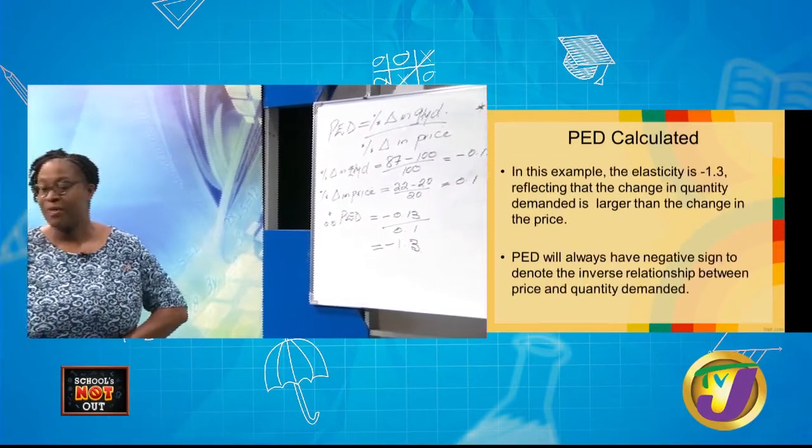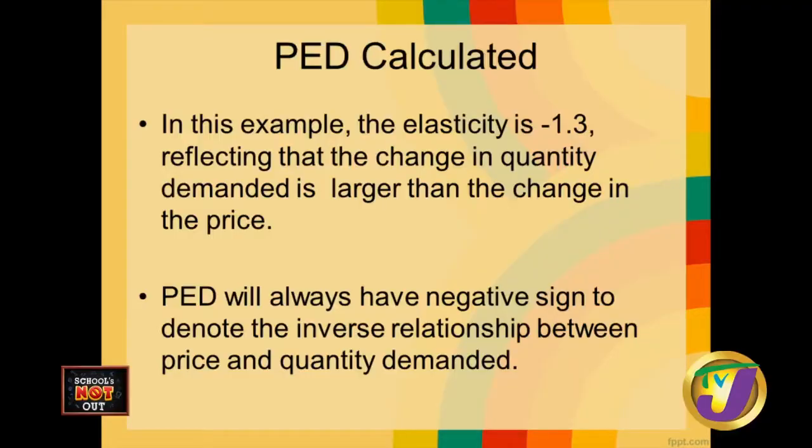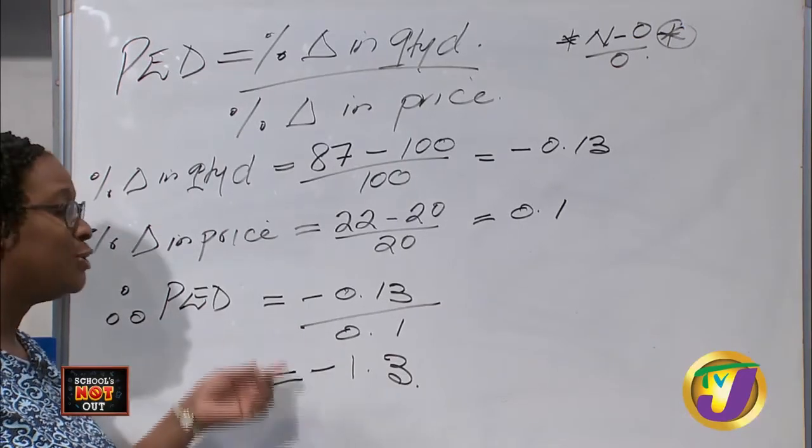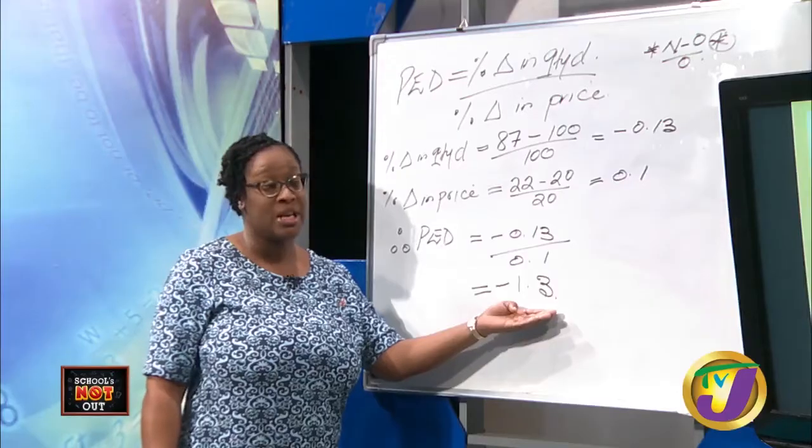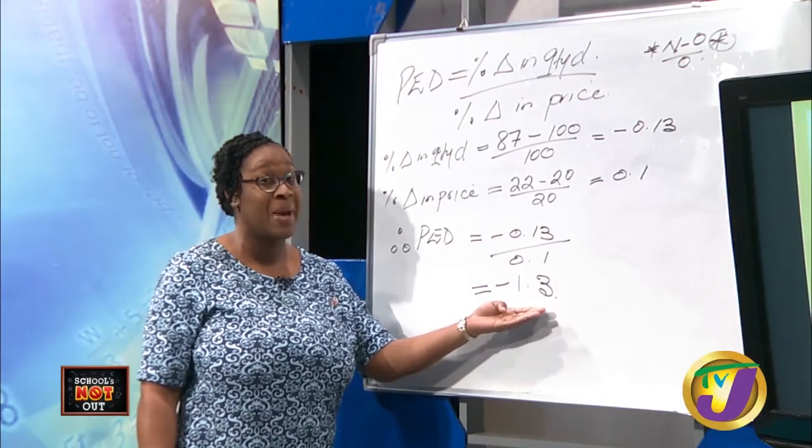Now, it is very important for you to know that in this example, the answer negative 1.3 is reflecting the change in quantity demanded for pencils as it relates to a change in the price. Now, the negative sign here, and this is what we must know, is that we are not going to use the negative sign when we are interpreting our coefficient of price elasticity of demand.